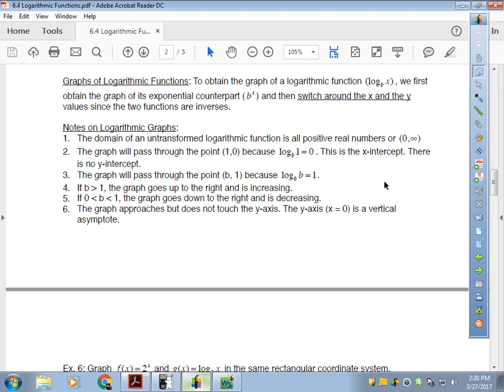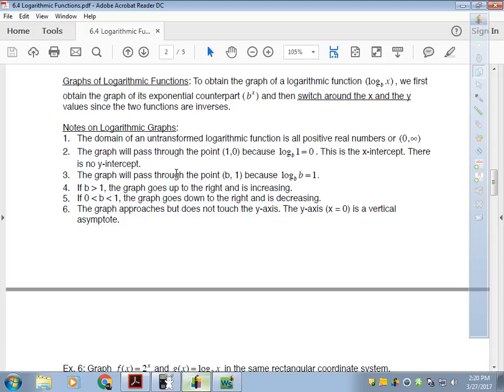Now here are a couple of notes about logarithmic graphs. The domain of an untransformed logarithm is always going to be 0 to infinity. The graph will pass through the point (1, 0) every single time, again, unless there's a transformation. And that point is the x-intercept. And again, unless there's a transformation, there should be no y-intercept. The graph will also go through the point (b, 1), just because log base b of b has to equal 1. So that point always has to be there.